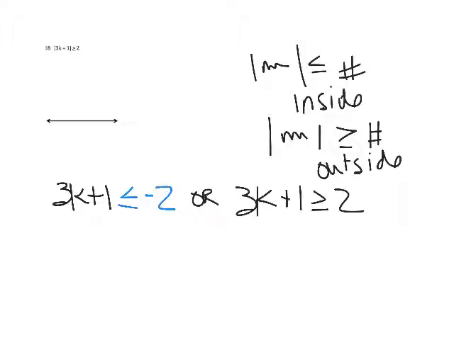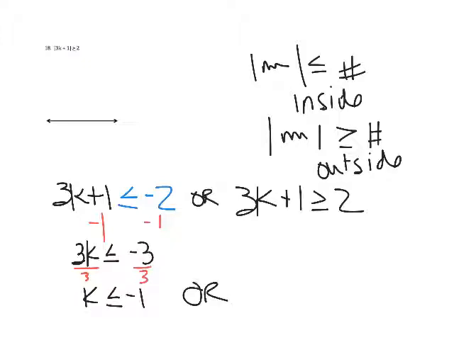And then you just have to solve both of them. So I'm going to subtract 1 from both sides, and I'll get 3k less than or equal to negative 3. And I'll divide both sides by 3, and I will get k less than or equal to negative 1. Or when I solve over here, I'm subtracting 1 from both sides, so 3k greater than or equal to 1. Divide both sides by 3, and I get k greater than or equal to 1/3.